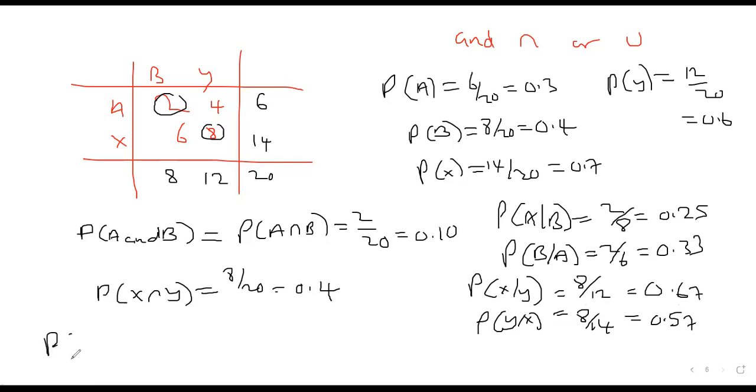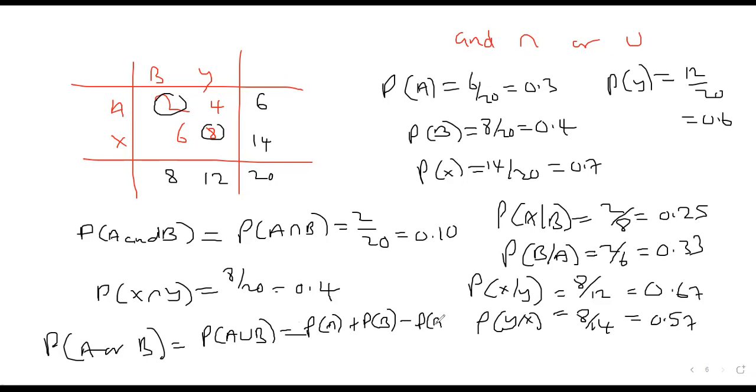And when they say probability of A or B, it simply means you're finding the probability of A union B, which is given by the probability of A plus the probability of B minus the intersection of A and B. So we just itemize the data that has been given. What is our A? 0.3. What is our B? 0.4. What is the intersection? 0.1. So here we're going to get 0.6.